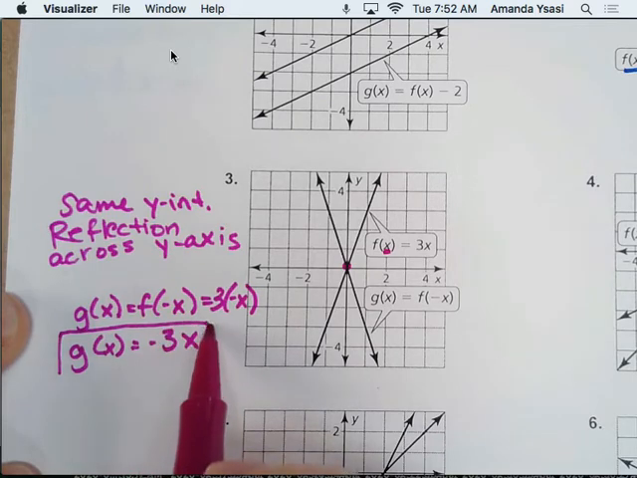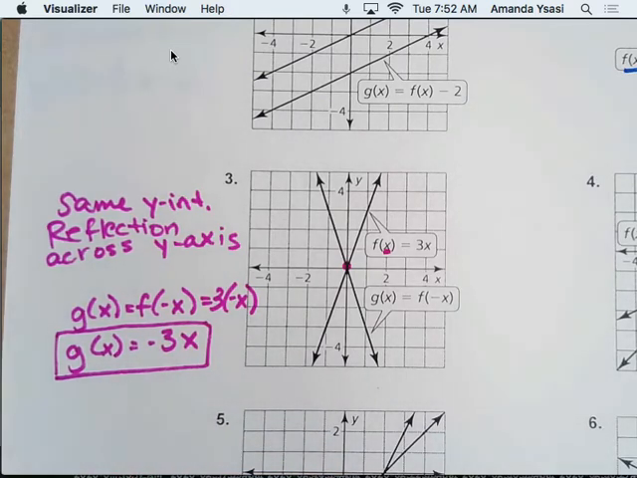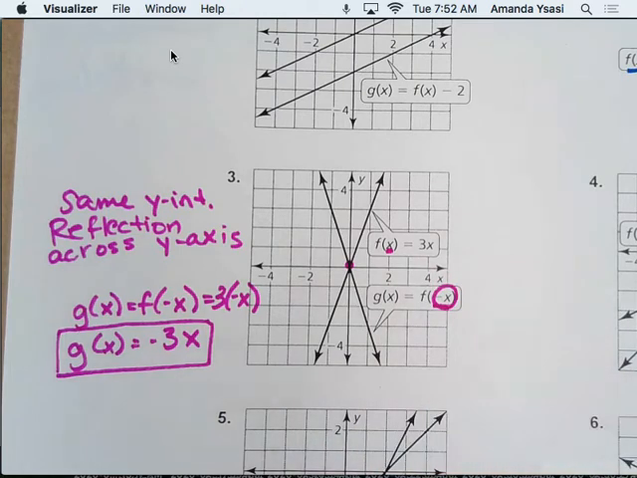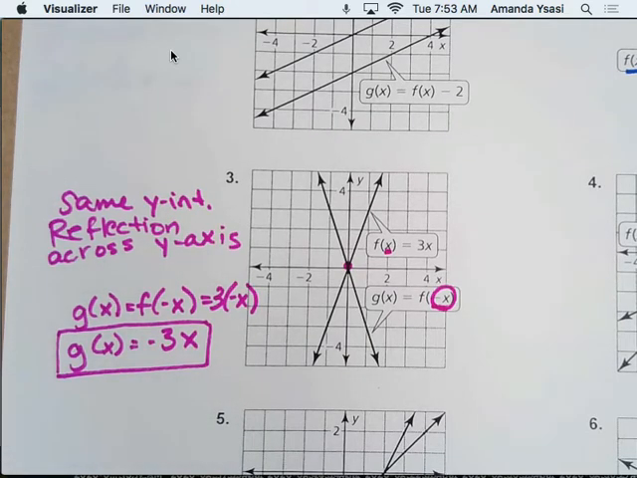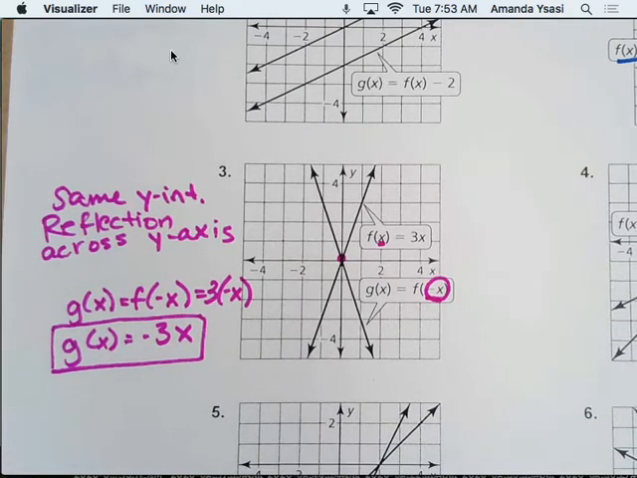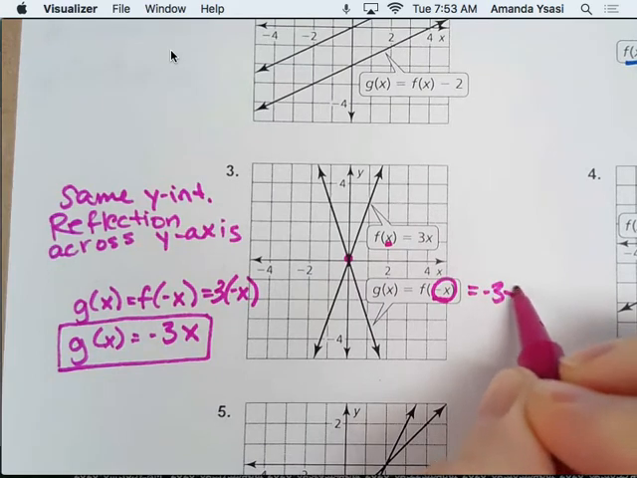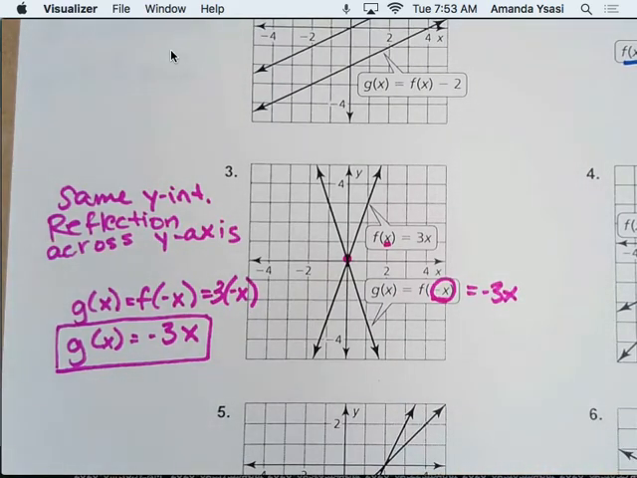So this is our equation. You're substituting in whatever they have for the x. So like on this one, we're substituting in a negative x for the x in f of x. So the only thing that was affected on this one was the slope. It changed from a positive slope, 3x, to the negative 3x, which is our negative slope. So it's a reflection.